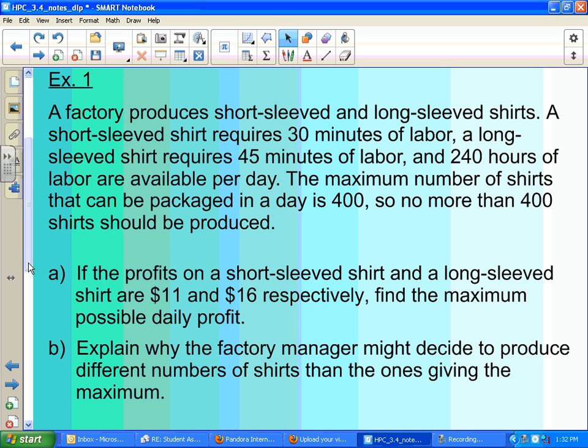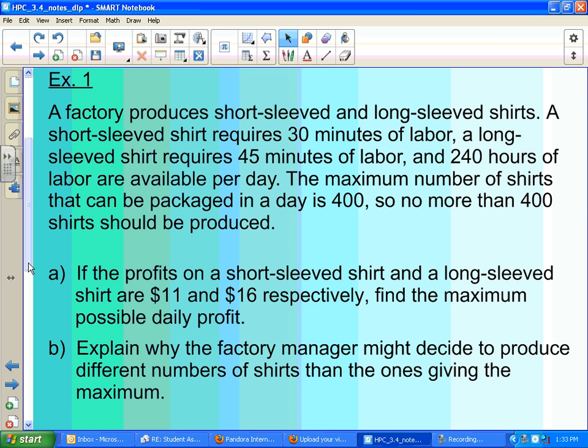First one. Factory producing shirts. Long sleeve shirts, short sleeve shirts. And we have 30 minutes of labor for the short sleeve, 45 minutes of labor. Now here's what they need to do. They just need to produce all long sleeve shirts and then get some scissors. Anyway, they don't do that. So we got 30 minutes of labor for the short, 45 for the long. 240 total hours of labor each day.